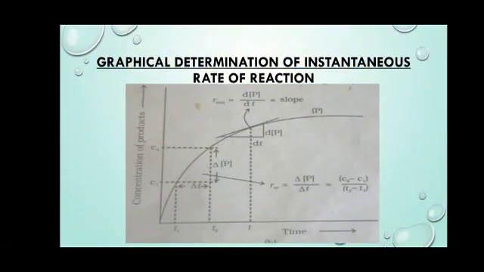Now this is the graphical representation or determination of instantaneous rate of reaction. To determine the instantaneous rate, we need to draw a tangent along the curve or the plot of the product, as you can see. The slope of this tangent gives us the instantaneous rate of reaction. Mathematically, this can be given as R_inst equals d[P] upon dt, and it is positive. Slope is also positive because the concentration of product is increasing with the passage of time.